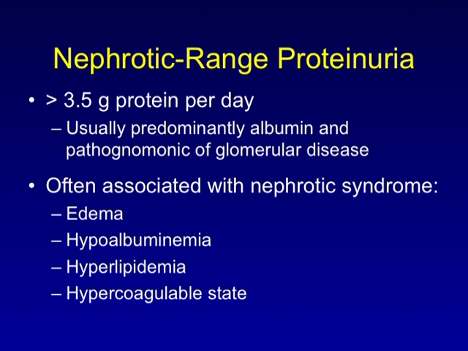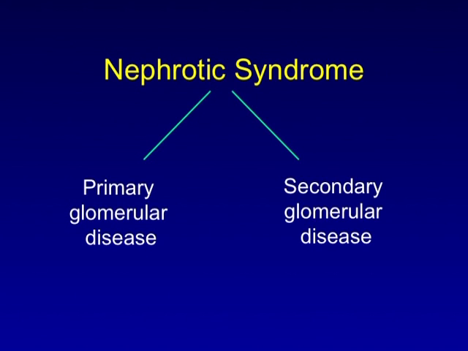You can see hyperlipidemia and a hypercoagulable state due to the urinary losses of normal regulatory proteins that are important for cholesterol metabolism and for the synthesis of protein S and protein C. And this can be quite dangerous in the nephrotic syndrome, leading to life-threatening hypercoagulability. Typically, nephrotic syndrome can occur from a primary process affecting the glomeruli, or we can see it as part of a systemic illness with secondary involvement of the glomeruli.